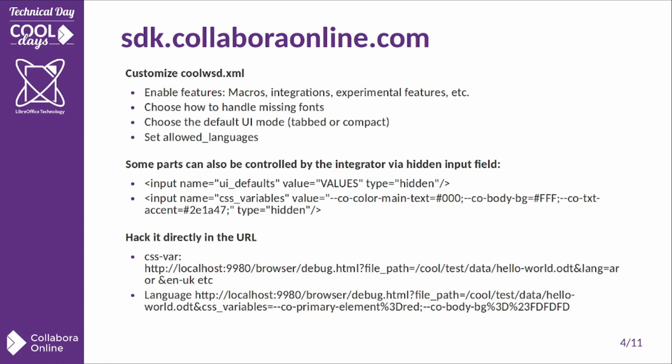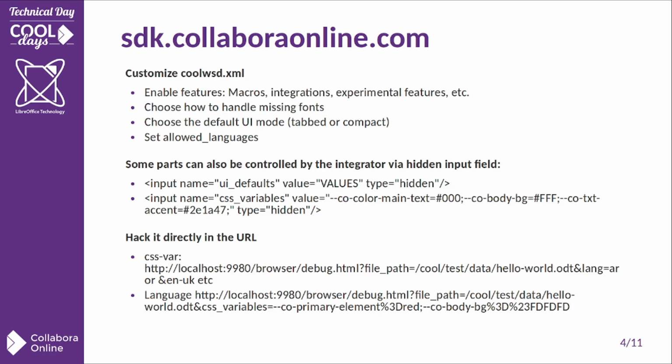So starting with coolwsd.xml, a very simple XML file where you will find easy toggle options to enable and disable macros, integrations, experimental features, etc. You can also use that to set default options from the interface and other options related to, for instance, allowed language.